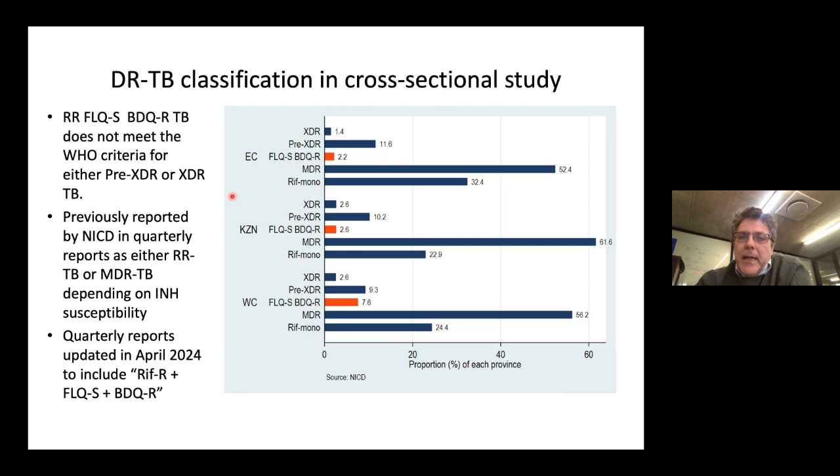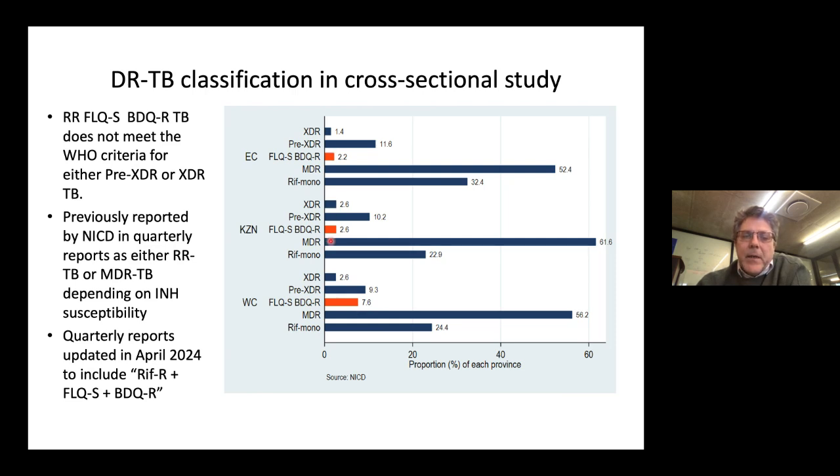Turning to the DR classification in the cross-sectional study, here we're dividing up in the graph into the RIF mono, the MDR, our fluoroquinolone sensitive bedaquiline resistant group, the pre-XDR and the XDR group. What we see is that this fluoroquinolone sensitive bedaquiline resistant group actually accounts for 7.6% of all patients with drug-resistant or RIF-resistant TB in the Western Cape, with lower proportions in Eastern Cape and KwaZulu-Natal. So we certainly seem to have an increased risk of fluoroquinolone sensitive and bedaquiline resistant patients in the Western Cape.